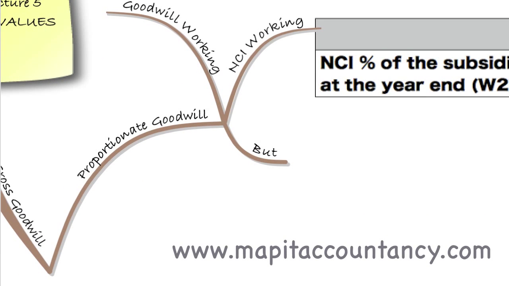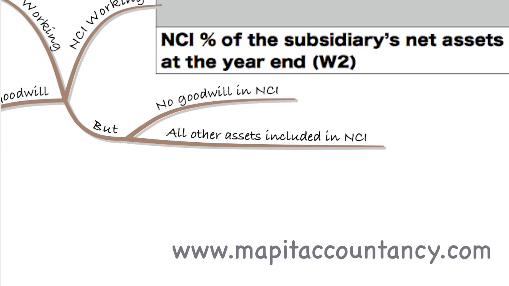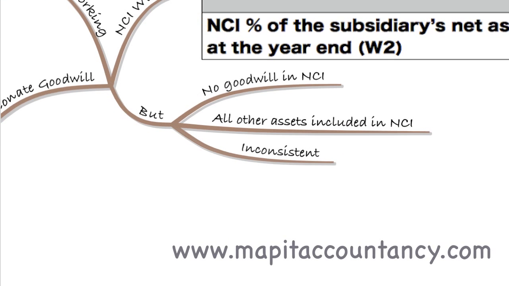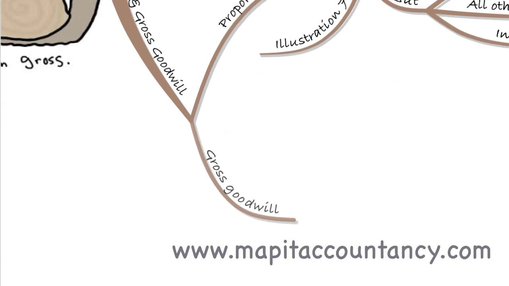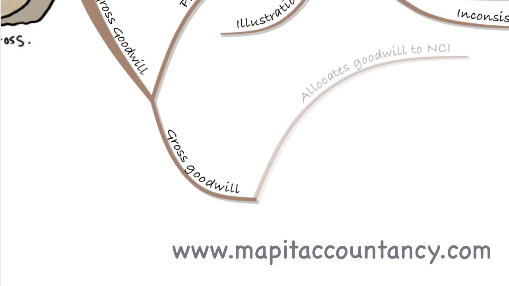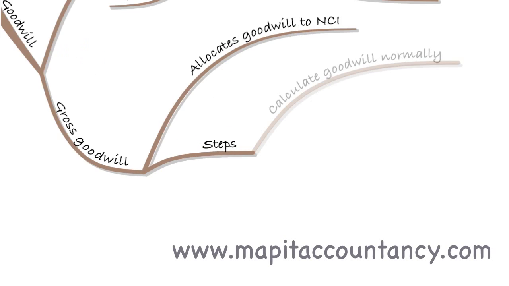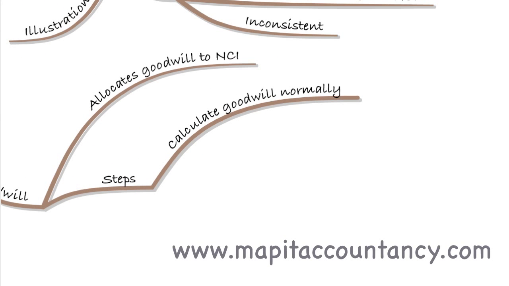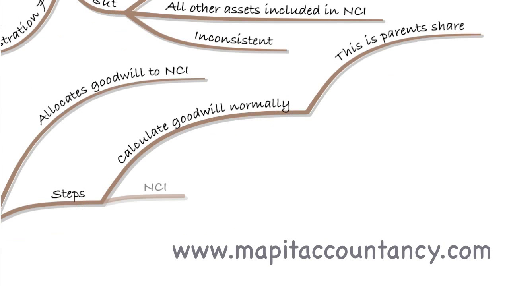However, there's a problem with that conceptually. There's no goodwill attributed to the non-controlling interest. We do allocate all of the other assets to the non-controlling interest, but not goodwill. So it could be said that that's inconsistent. When it comes to gross goodwill, this does allocate some goodwill to the non-controlling interest. So what we need to do is calculate goodwill normally, same as our proportionate method, and that will be the parent's share of goodwill.